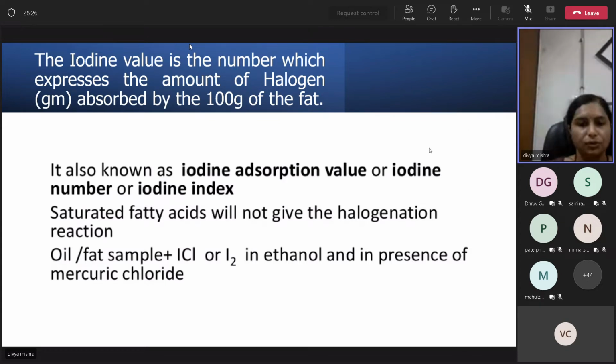We have to take our oil or fat sample solution, then we have to add iodine chloride or iodine in ethanol, and we can also add mercury chloride to speed up the reaction.